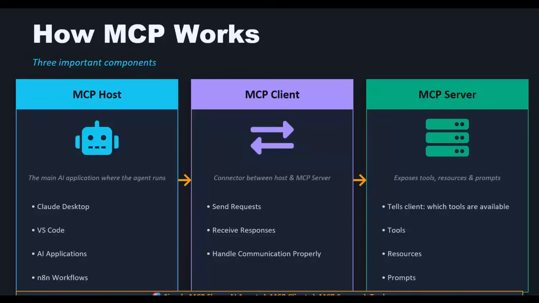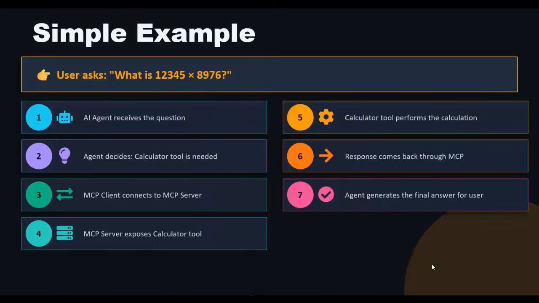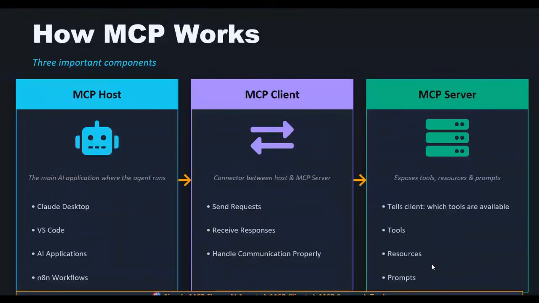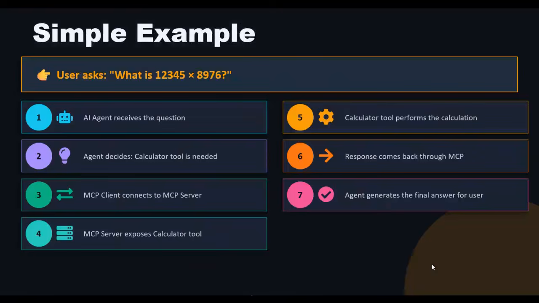So here you can see the simple MCP flow. AI agent to MCP client to MCP server, and the MCP server has many tools, right? So let's take a very simple example to clear up this particular MCP architecture. Suppose the user asks, what is 12345 times 8976?